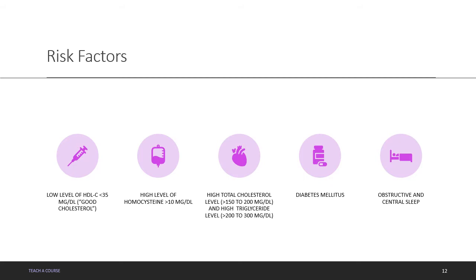A high level of homocysteine, less than 10 milligrams per deciliter, a total cholesterol level of greater than 150 to 200 milligrams per deciliter, and a high triglyceride level of greater than 200 to 300 milligrams per deciliter, diabetes, and obstructive sleep apnea.